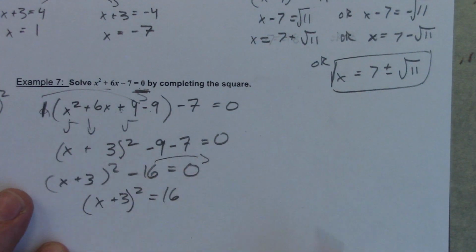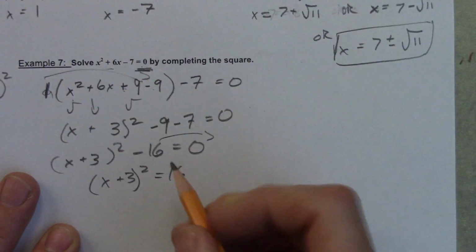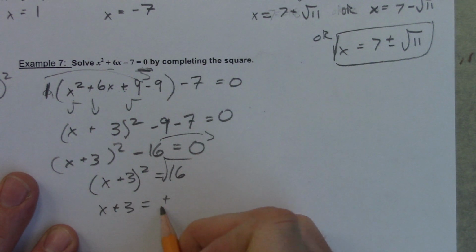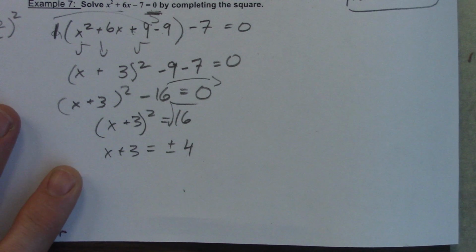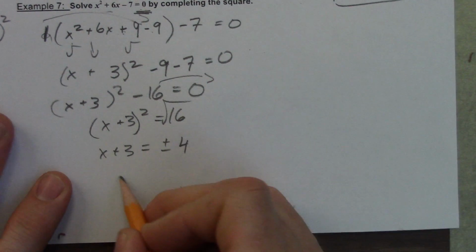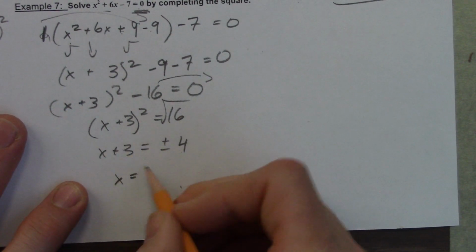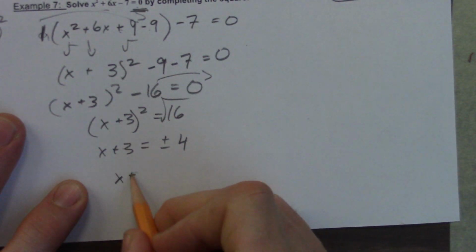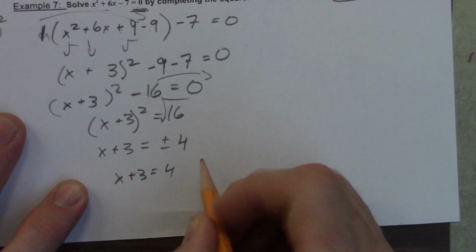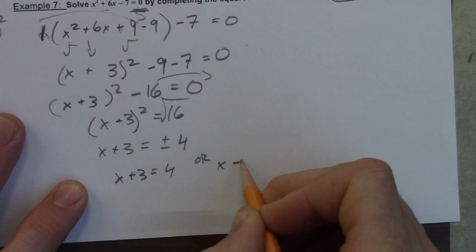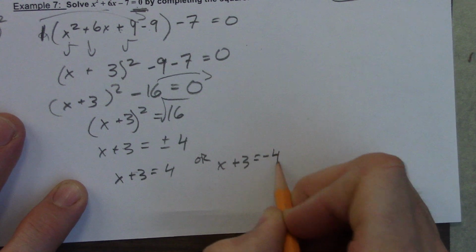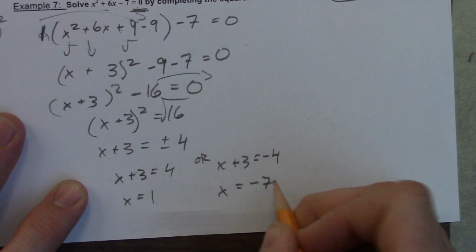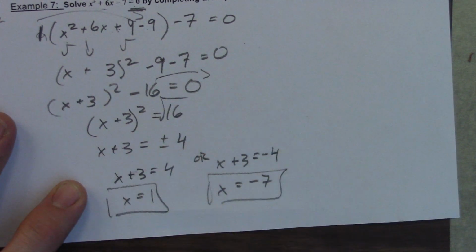16 comes over to the other side. Now we're going to take the square root of both sides. We get x plus 3 equals plus or minus 4. So we have x plus 3 is equal to 4, or x plus 3 is equal to minus 4. So x is equal to 1, or x is equal to negative 7. Any questions?